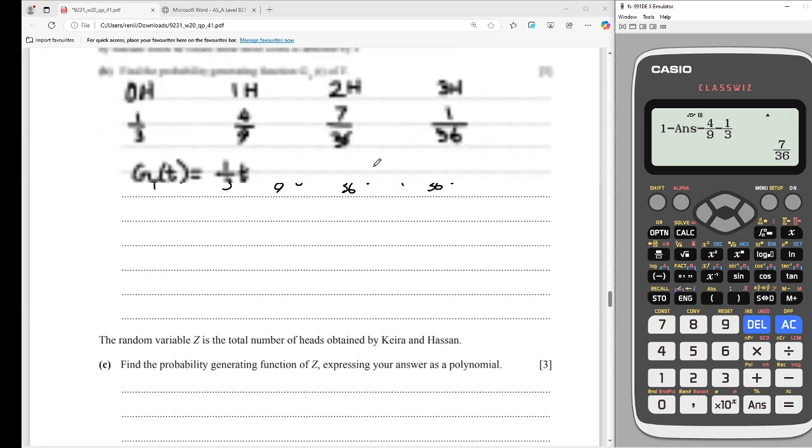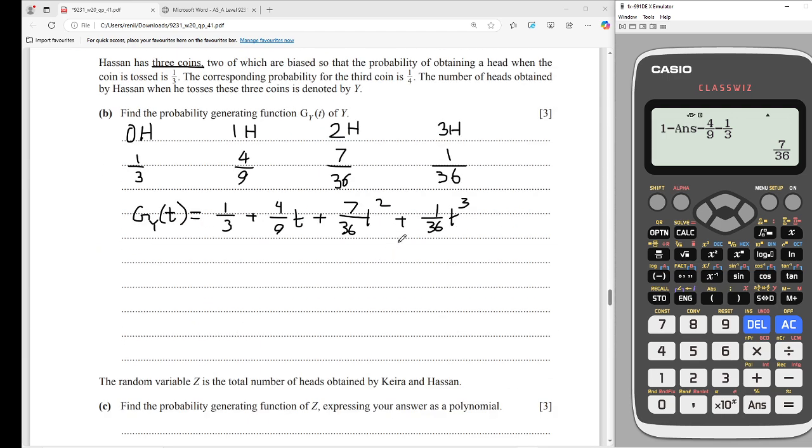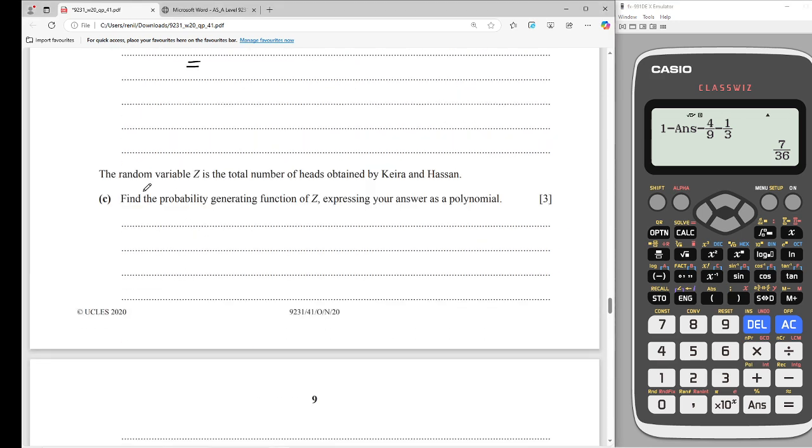Next, they're asking us to combine, as I've said before, to find the total number of heads obtained by CAIE and Hassan. The PGF of obtaining total number of heads is this. So before we combine it, we should know something, which is gz(t) in this case is equal to gx(t) multiplied by gy(t). Right, so this is one thing that you must know.